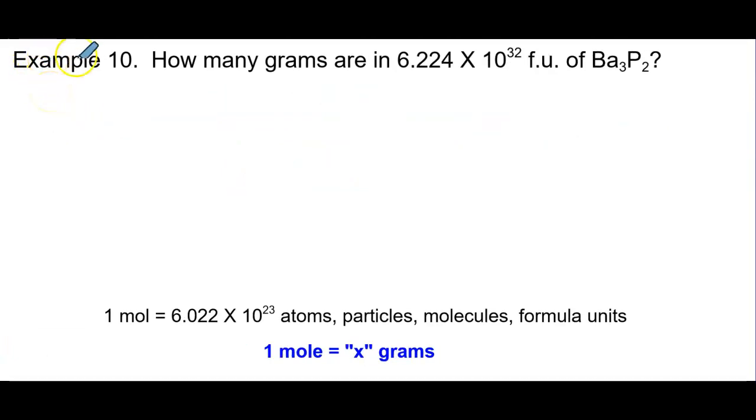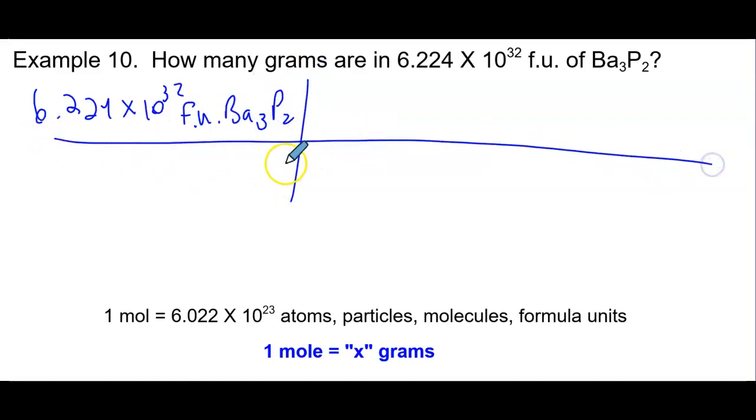Okay, example 10. Again, we're going to start with what we're given. We're given 6.224 times 10 to the 32nd formula units of barium phosphide. I know that for units to cancel, I have to have formula units of barium phosphide here. And with the unit of formula units, I have the number 6.022 times 10 to the 23rd, so that will go here.